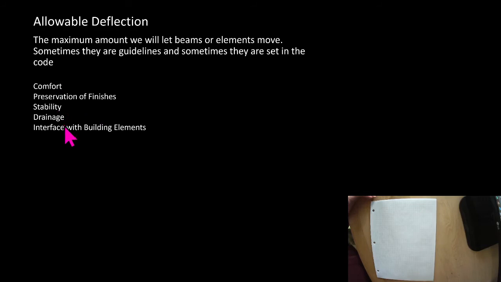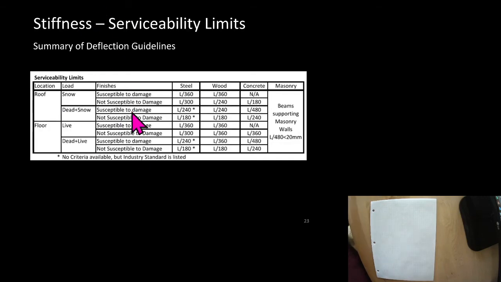Sometimes it can be about stability, drainage, or interface with building elements. But these are the maximum amounts we'll let our element move. Now, the reason I just wanted to refresh this for you with this table is because in the examples, in your project, and in the exam, you'll have to tell me what the maximum amount the element's going to move. Because ultimately, we want to know how much we're allowed to have it move.